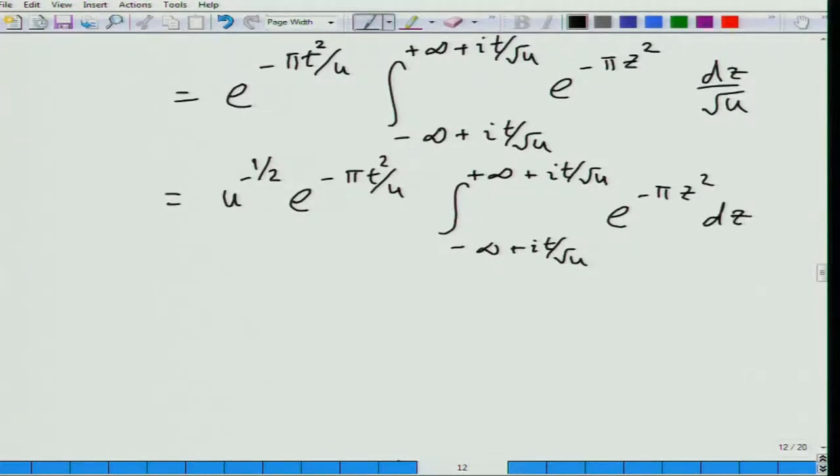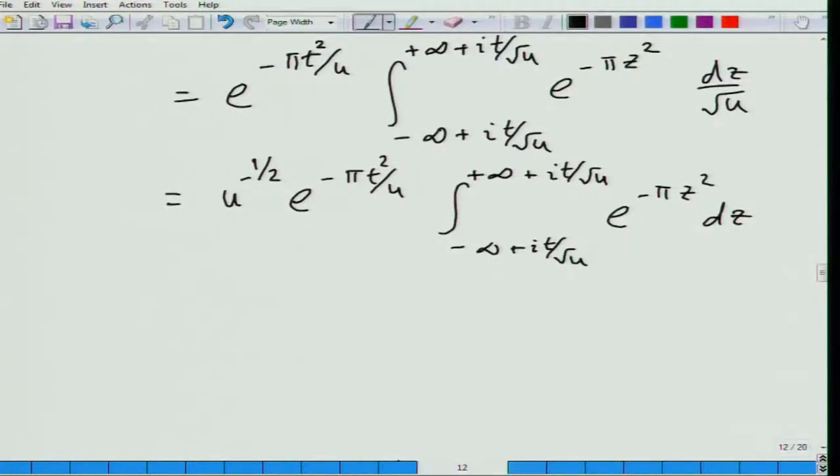So, we have an integral of this form, which is somewhat simpler, except that now it is a complex integral. Now, we know some ways of handling complex integrals. So, let us try to see what happens with this.